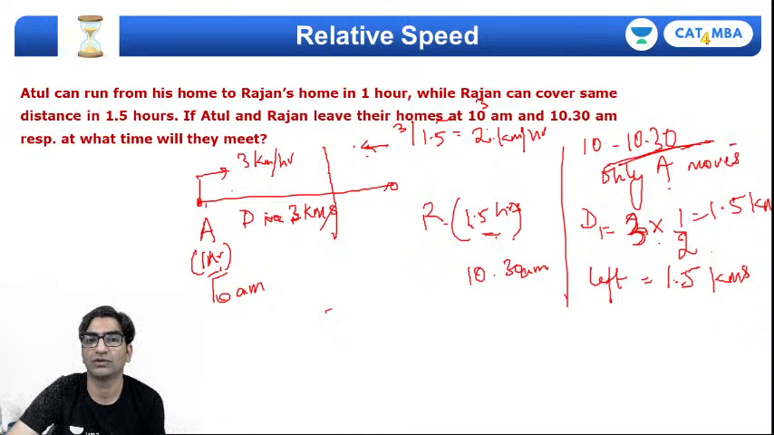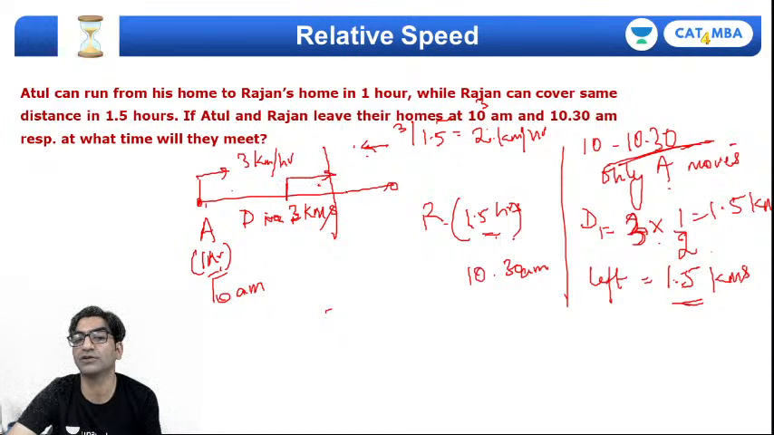Now, the remaining distance, 1.5 kilometers, will be covered by both persons moving, right? This guy has reached somewhere here, right? So he's also moving towards Ranjan's home, and from there, I'm also heading towards Atul's home, right? So where do we meet?